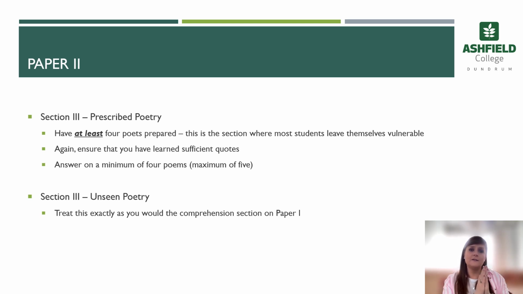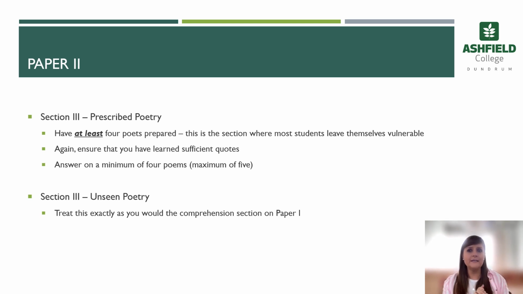Do not leave yourselves vulnerable here. Do not put all your eggs in one basket and hope that one poet comes up. It's just such a risk to take and it's not worth it. So have at least 4 poets prepared. Again, like for your Macbeth, make sure that you've got sufficient quotes. And then your answers should discuss a minimum of 4 poems, maximum of 5. That's entirely up to you. But 4 poems is sufficient, so just bear that in mind.